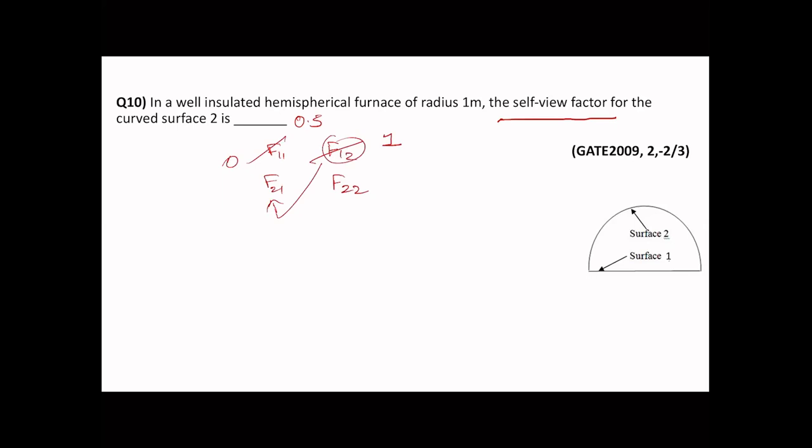The area of this particular plate will be pi r square. This is a hemisphere, so it has to be 2 pi r square. The ratio of these areas is 0.5, so F21 is going to be 0.5. This is basically A1 by A2, and hence F22 is going to be 0.5. This is by the use of the additivity rule, hence the answer is 0.5. Very well.